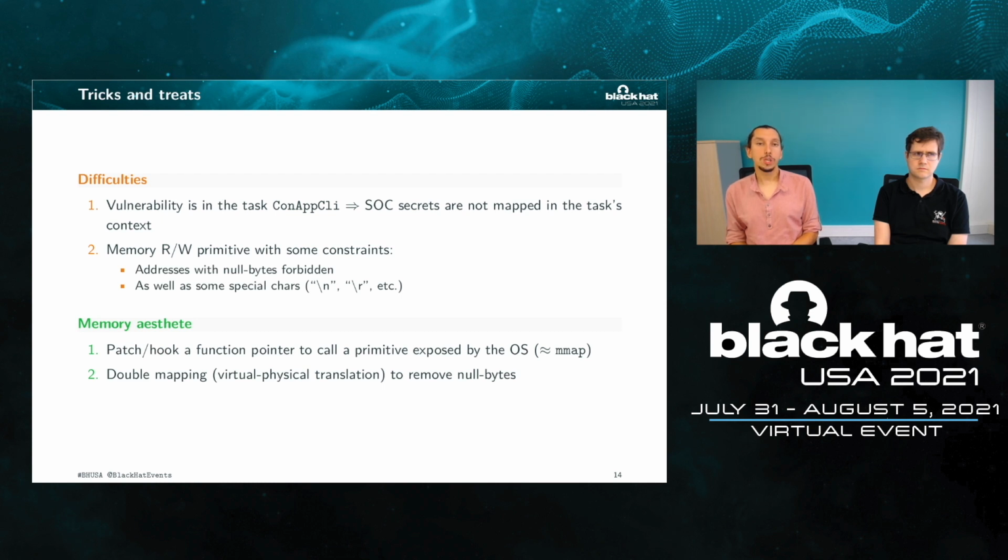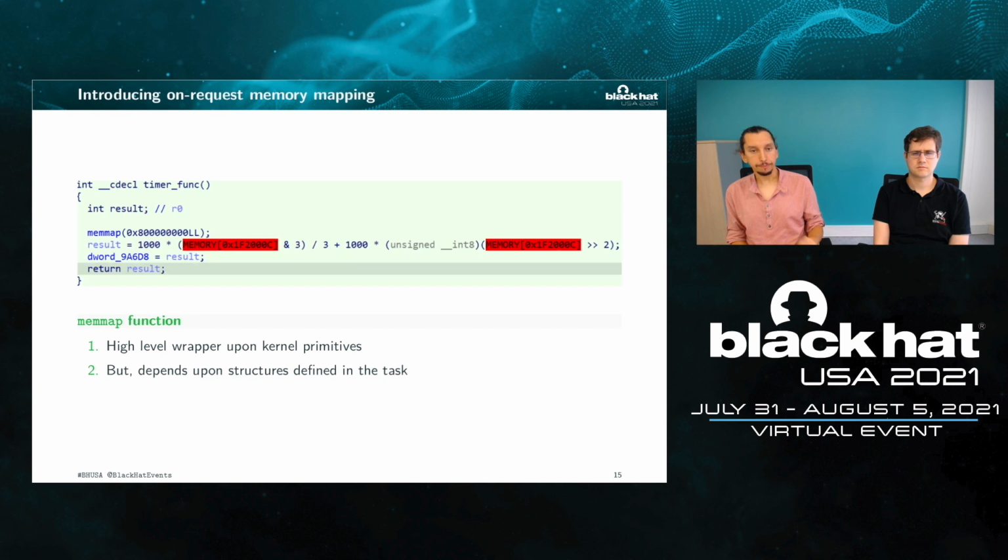So to solve the first issue, we used a hook of a function pointer in the memory of the userland task to actually call a primitive exposed by the operating system that is quite close to a mmap function. I will come back on it just after. For the second difficulty, we use a kind of double mapping trick to remove null bytes from addresses.